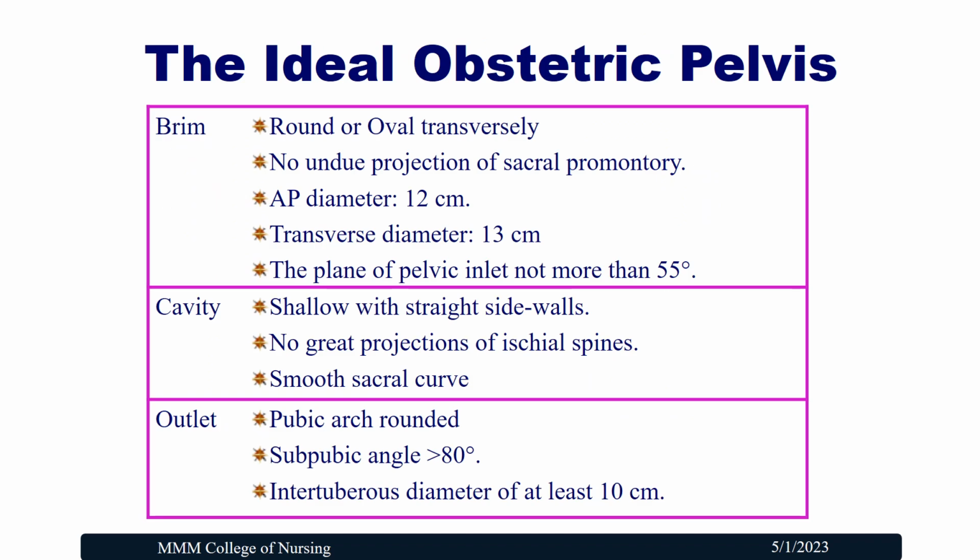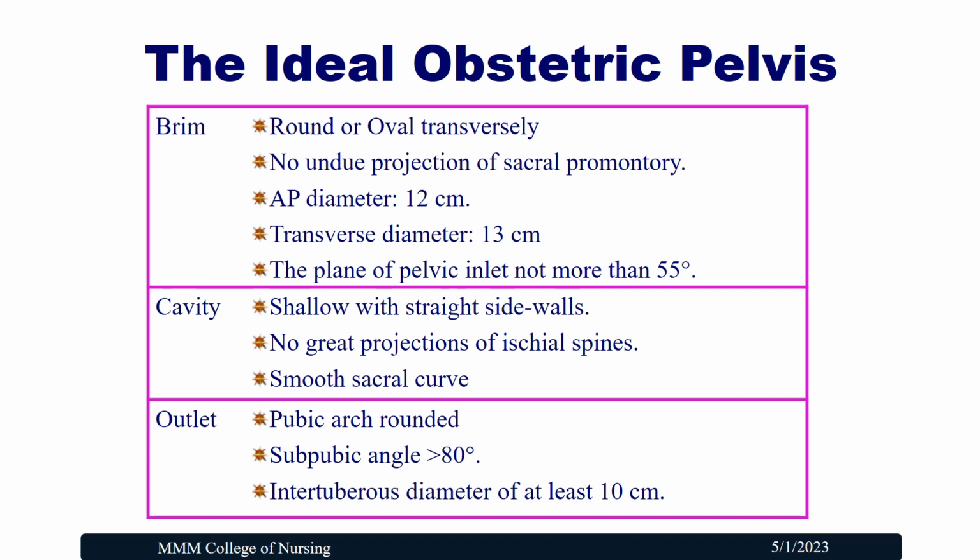So the ideal obstetric pelvis: how the brim should be, how the cavity should be, how the outlet should be. The brim should be round or oval transversely. No undue projection should be there. The anteroposterior diameter should be at least 12 cm, and the transverse diameter should be 13 cm, and the plane of the pelvic inlet should not be more than 55 degrees.